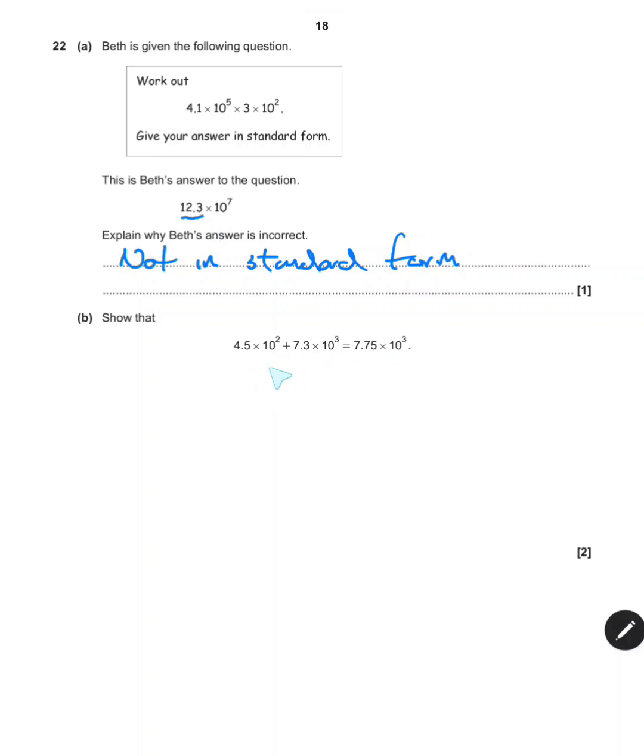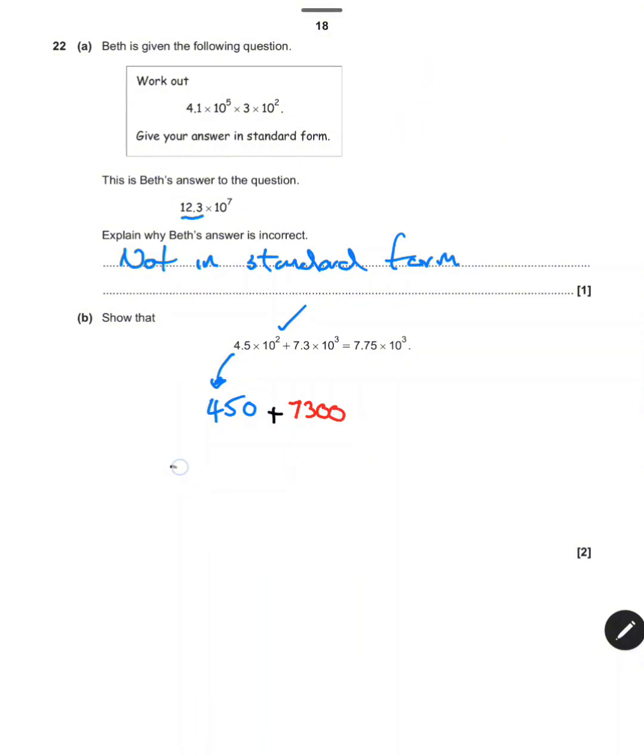Final part of this question, we've got to work out 4.5 times 10 squared added to 7.3 times 10 cubed. And we're shown that the answer is this. Probably the nicest way to do this is to convert these into normal numbers. So I'm going to do 4.5 times 10 once, and then twice again. So 4.5 times 10 is 45. Times 10 again is 450. That's dealt with that. I'll look at 7.3 times 10 cubed. So I'll do 7.3 times 10 once, twice, 3 times.